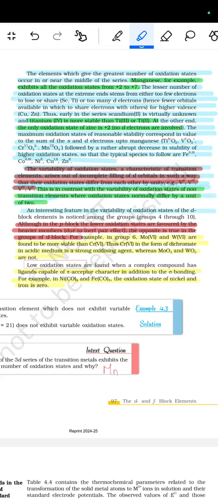An interesting feature in the variability of the oxidation state of the d block elements is noticed among the groups 4 to 10. Although in the p block the lower oxidation states are favored by the heavier members due to the inert pair effect, the opposite is true in the groups of the d block. For example, in group 6, Mo(VI) and W(VI) are found to be more stable than Cr(VI). Thus, Cr(VI) in the form of dichromate in the acidic medium is a strong oxidizing agent, whereas MoO3 and WO3 are not.